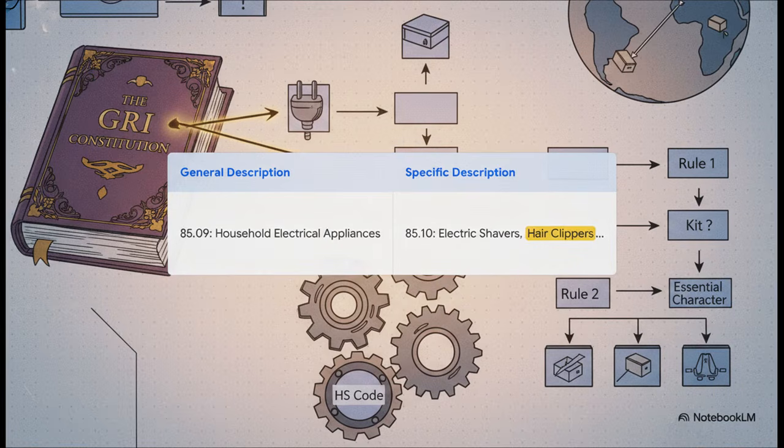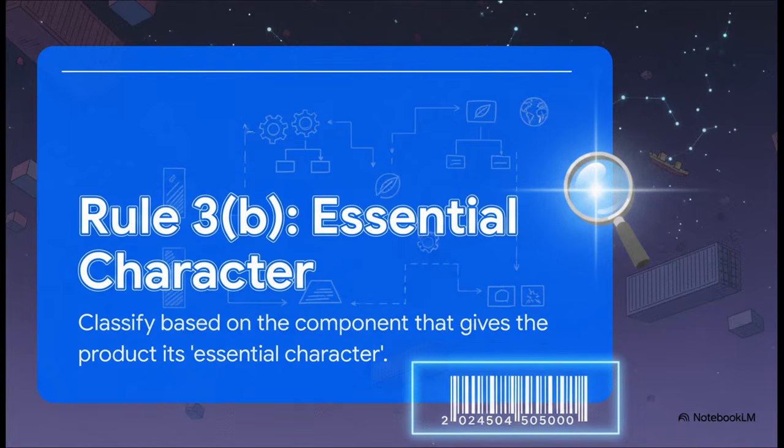So you have a choice between household electrical appliances and electric shavers, hair clippers. Well, electric hair clippers is way, way more specific, right? So 85.10 wins. Case closed by Rule 3A. But what about our barber set? It's got multiple different items. Most specific doesn't really work here.